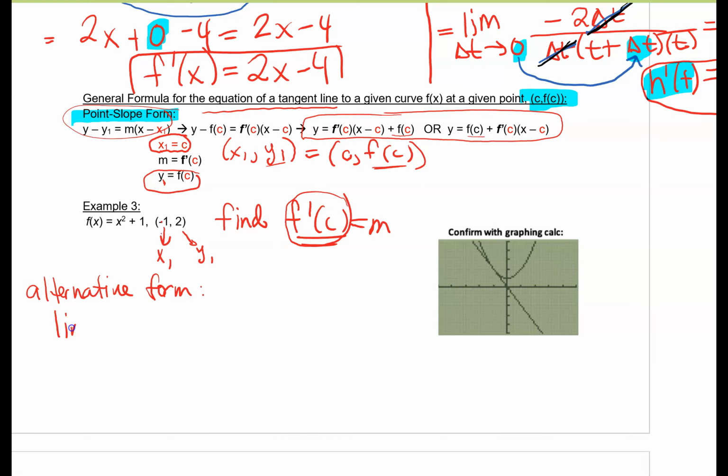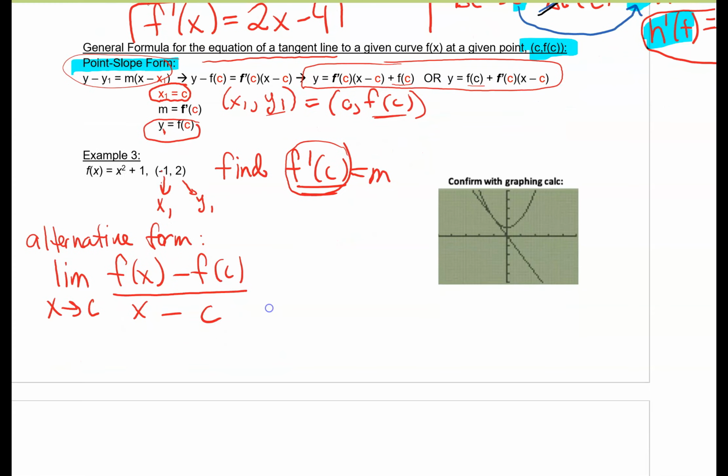That's the one where it's the limit as x approaches c of f of x minus f of c all over x minus c. Okay, but first I need to find, actually no I don't, it was evaluated right here. So c is -1 and f of c is 2, so I can plug those numbers in. And then f of x is this, so that's what I'll plug in for f of x, the x squared plus 1.